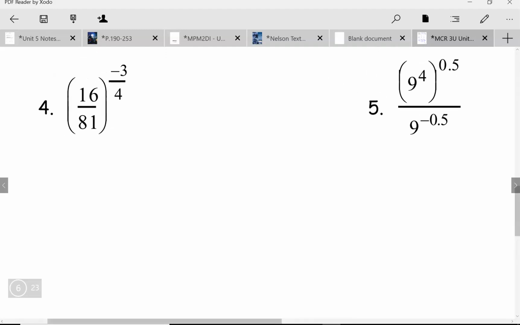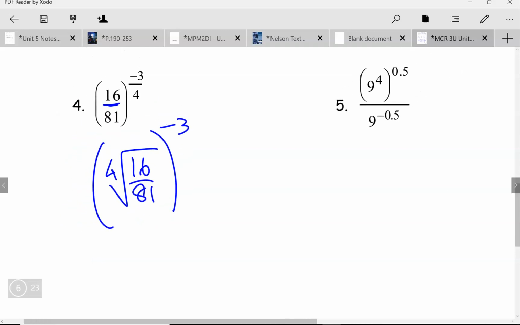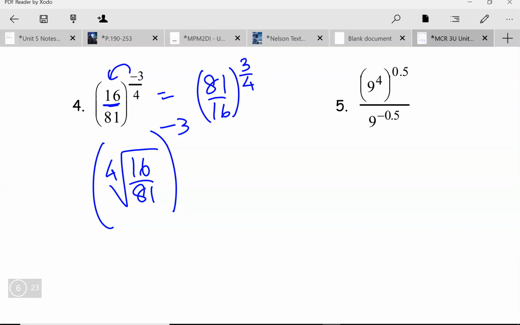Again, here you can do this. I'm going to take the fraction as a whole only because I know that there exist fourth roots for both 16 and 81. So I'm going to take the fourth root of 16 over 81 as a whole, and then I'm going to take that to the power of -3. Again, an option would be to first do the negative. You could flip the fraction to 81 over 16 and then make the exponent positive 3 over 4. You could do that, in fact, but either way you'd get the same answer.